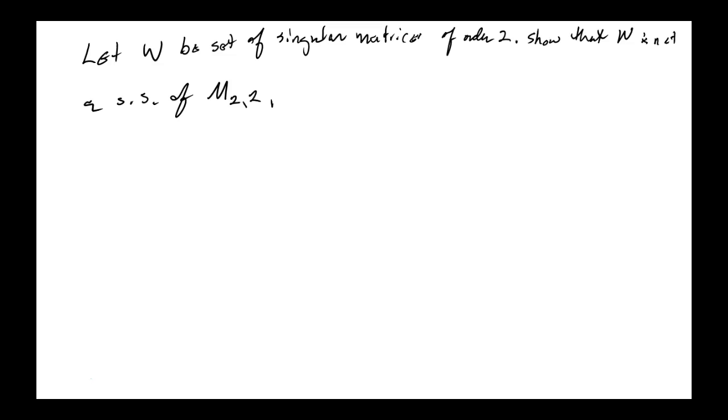Okay. Now, do you need a little refresher on what we mean by singular? Singular means it does not have an inverse. Singular, non-singular, invertible, non-invertible, they are backwards from each other. If it's invertible, it is non-singular. If it's non-invertible, it is singular. So it does not have an inverse.